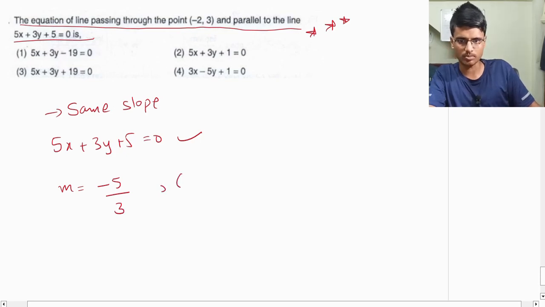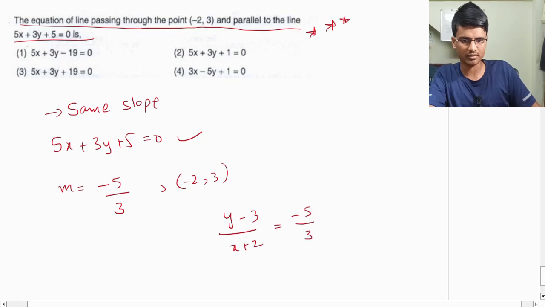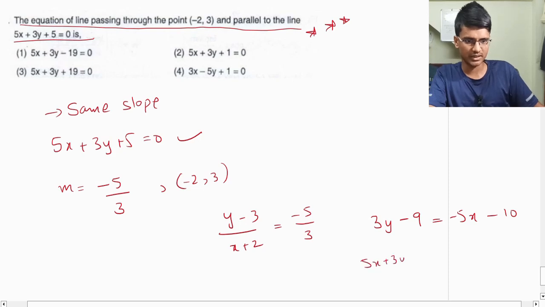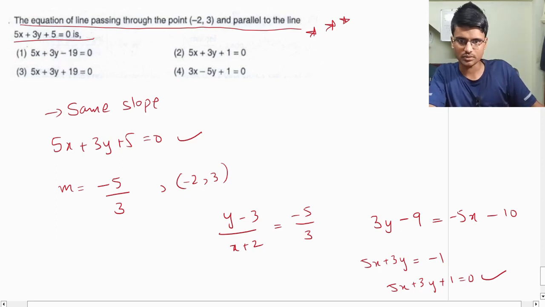I know the slope and I know the point, and all I have to do is the point slope form. So y minus 3 by x plus 2 is equal to the slope, that is minus 5 by 3, and I need to simplify this. 3y minus 9 equals minus 5x minus 10. So 5x plus 3y plus 1 is equal to 0. So this is our equation. So the correct answer is option B.